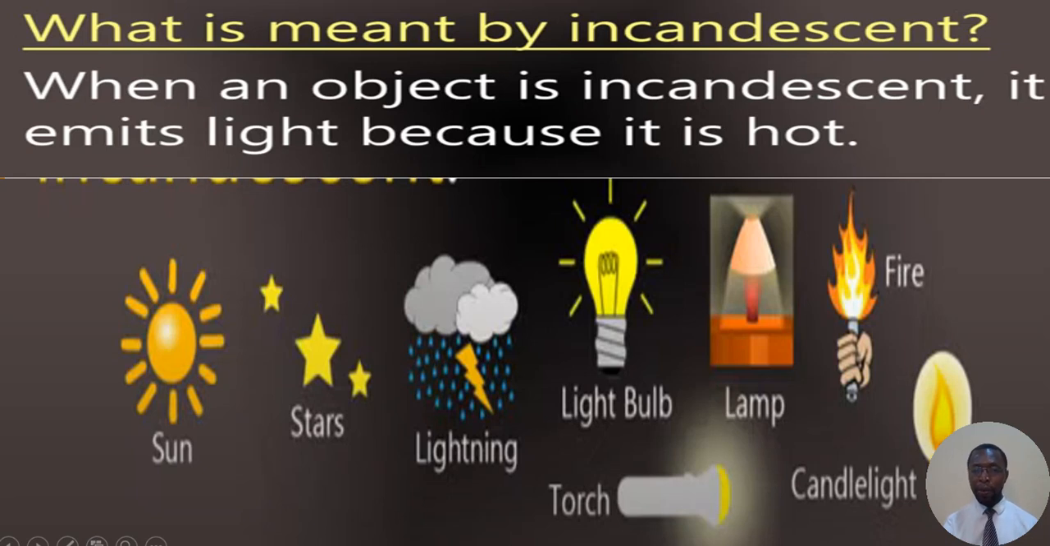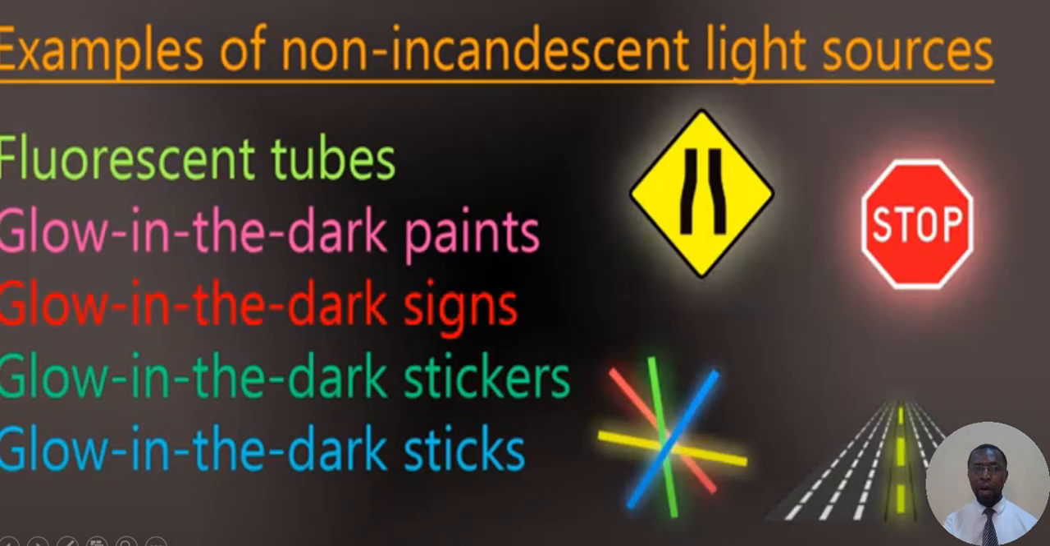Lightning too comes because of what? Because of hotness. A light bulb comes up because it's hot. A lamp comes up because it's hot, and so on and so forth. So any object that emits light because of hotness is known as an incandescent object.